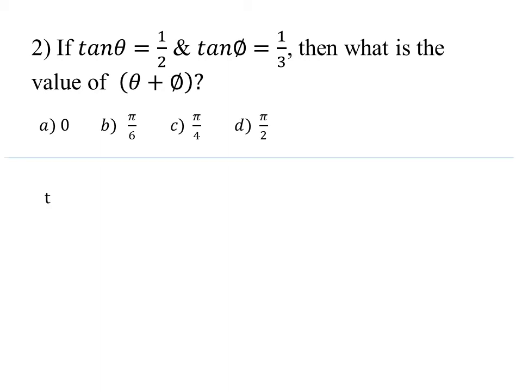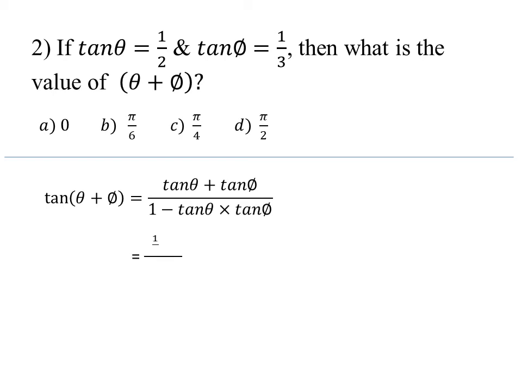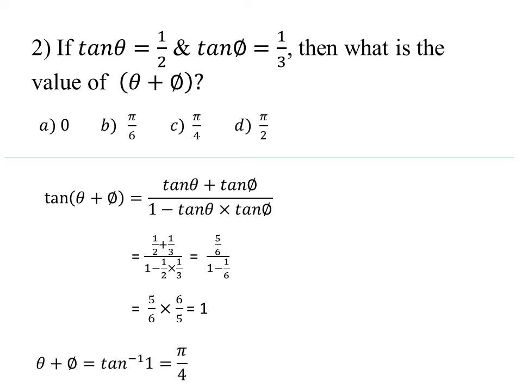So use the formula tan(θ+φ) equal to (tan θ + tan φ) by (1 - tan θ tan φ). Then tan θ and tan φ values are given. So substituting the values, we have 5 by 6 into 6 by 5, that is equal to 1. tan(θ+φ) equal to 1. So we can write θ + φ equal to tan inverse 1. We already know the value of tan inverse 1, that is π by 4. So the correct answer is option C, π by 4.